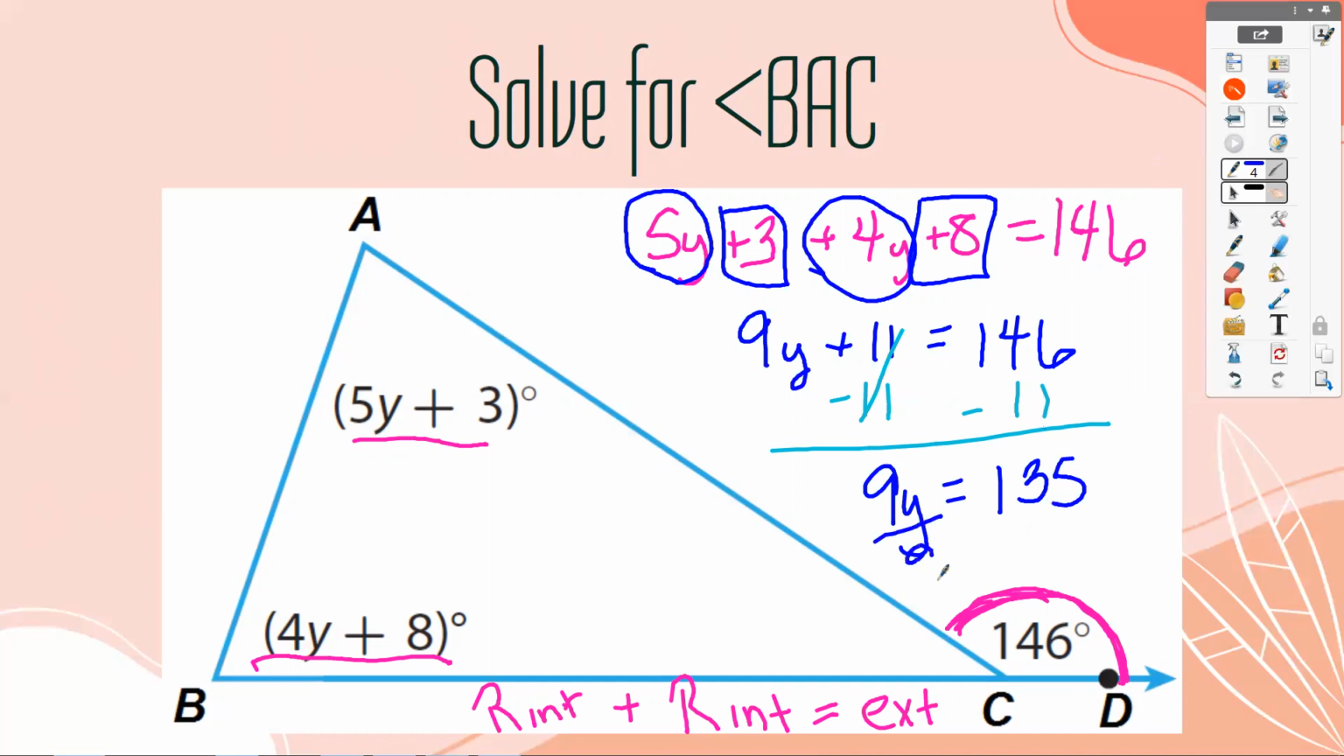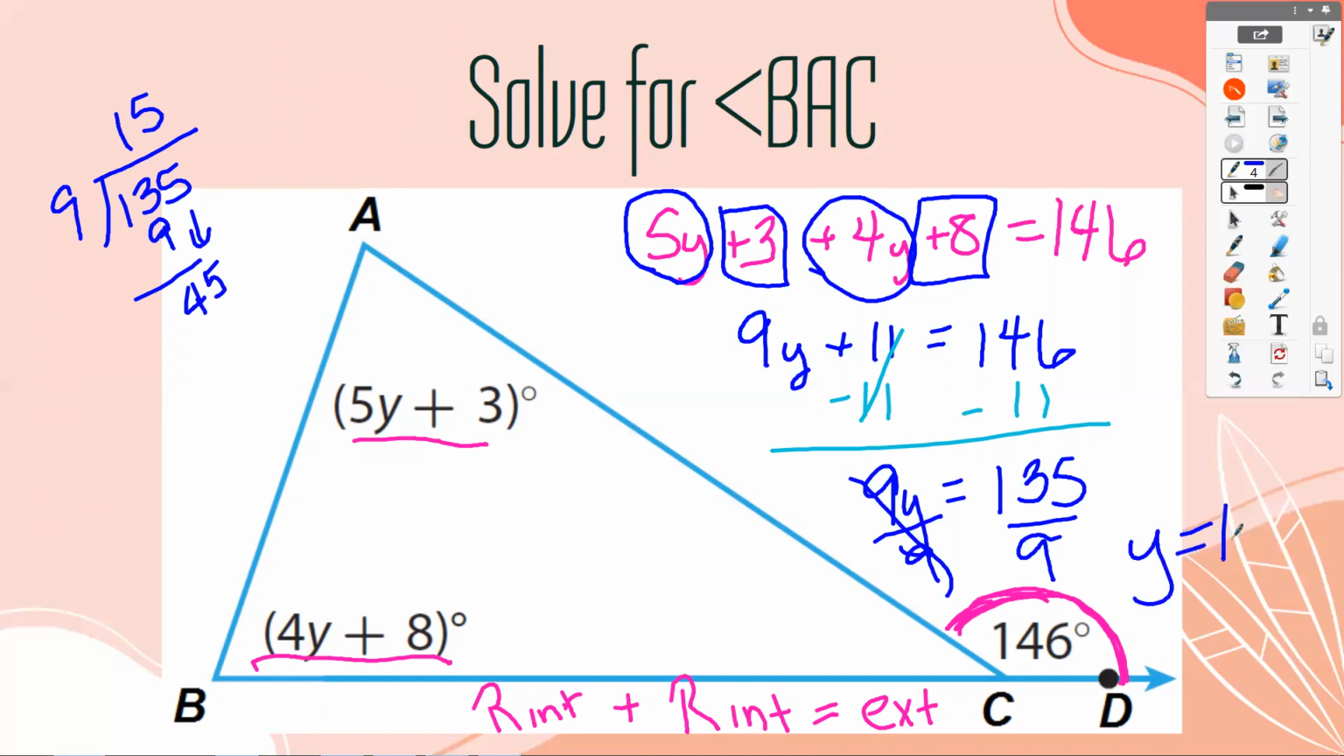And when I divide by 9, again, I do not have my calculator, so I have to do it long way. I get 15, so y equals 15. Again, if this were a multiple choice problem, 15 would be an answer choice.